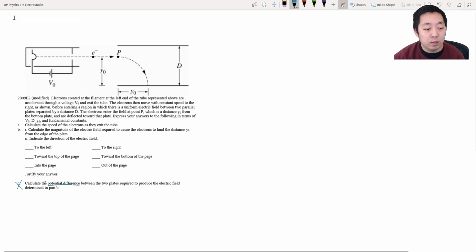So in this problem, you definitely don't need to know part C. And even part A, I have to give you the piece of information. What I will say is that the energy in part A, the energy that the particle ought to have as it leaves the tube, is equal to Q times the voltage. In this case, that's Q times V naught. In terms of V naught, D, Y naught, and fundamental constants. I think that is all.